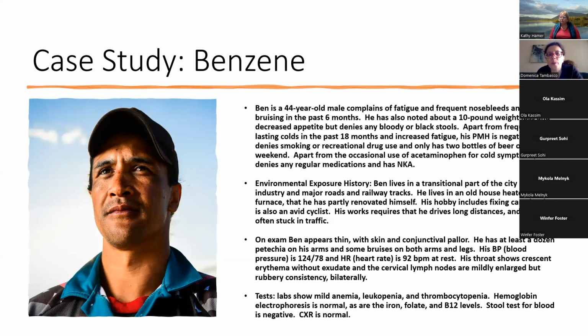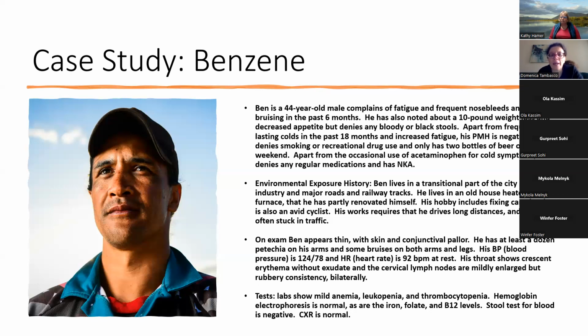So I take an environmental exposure history using the approach I mentioned before, and I find out that Ben lives in a transitional part of the city, close to an industry, major roads and a railway track. He lives in an old house that's heated by an oil furnace, and he has partly renovated his house himself. His hobbies include fixing cars, but he's also an avid cyclist. And his work requires that he drives long distances, and he's often stuck in traffic.